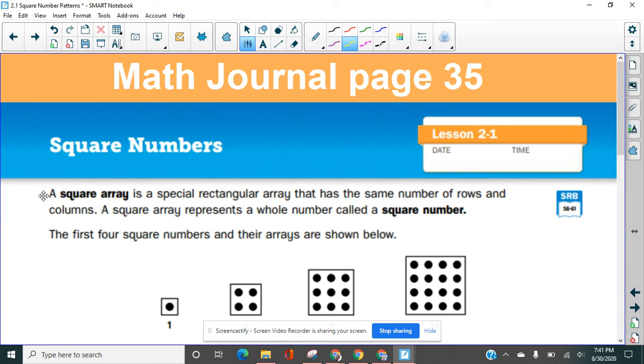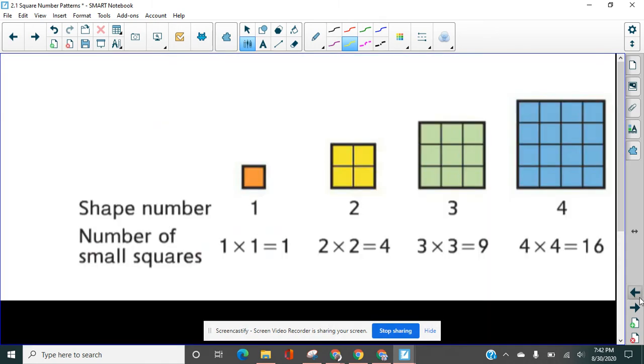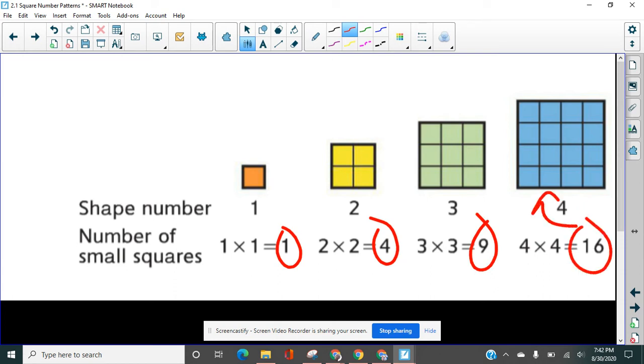So square numbers, this is what we said in our lesson. A square array is a special rectangular array that has the same number of rows and columns. A square array represents a whole number called a square number, right? So all those numbers back there that we saw that were squares, right? These, and on the other screen too. 1 is a square number. So it's 4, 9, and 16 because they can be divided up into a square array.